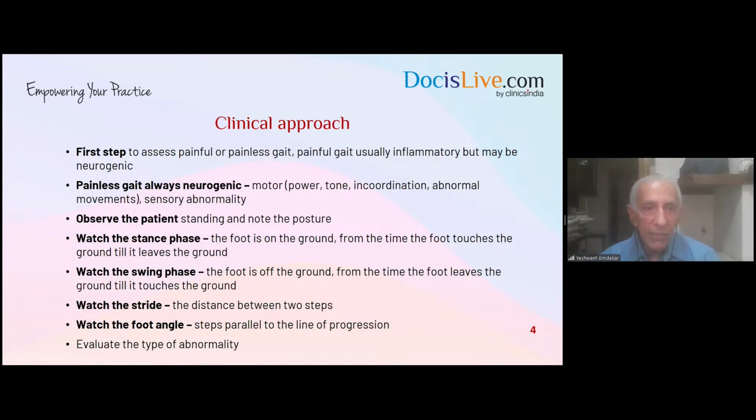So once you decide clinically between painful and painless limb, we can go further and observe the patient to see how exactly his posture is. First, check when he's standing, and then make him walk and see how his gait gives you an idea. And what do you look at in the gait? You look first at the two important phases of our gait. One is a stance phase and another is a swing phase.